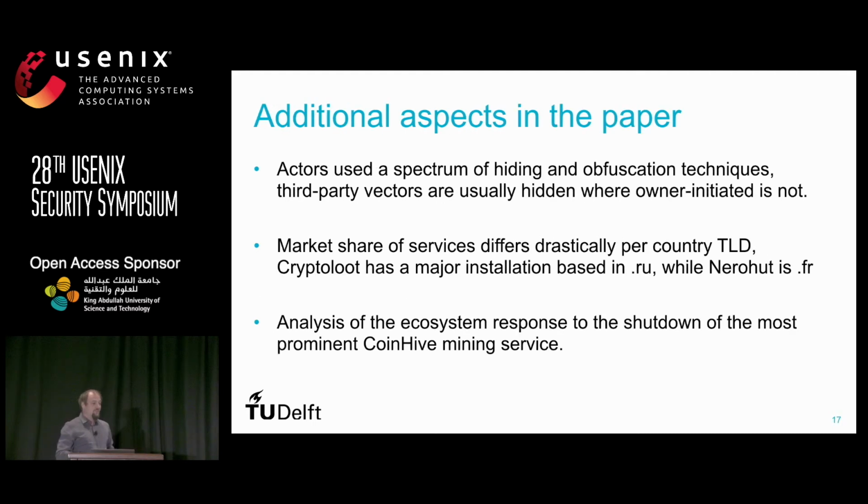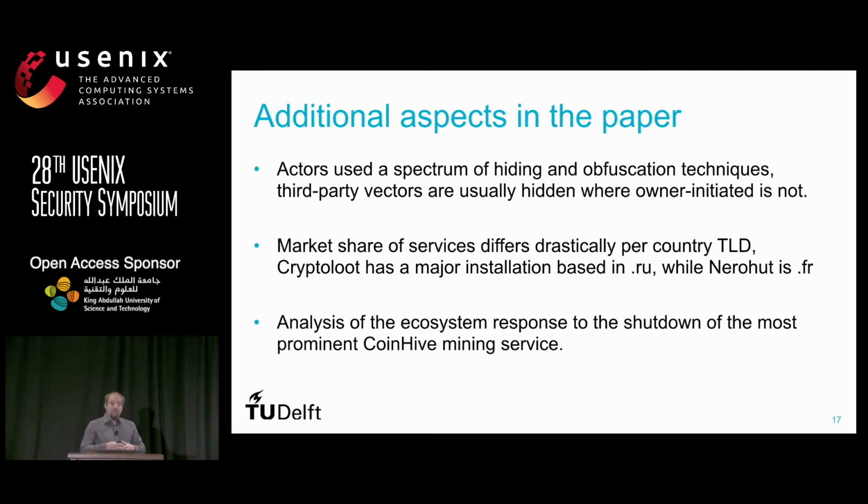So this was just a quick taster. There's a number of additional aspects in the paper. We have also looked into hiding and obfuscation techniques. There's various levels and various sophistication levels of hiding going on. If you ever wondered what Harry Potter has to do with cryptojacking, read our paper. We also see that this hiding is much more prevalent where they are trying to actively hide because it's somewhere deep in the software tool chain. And we also interestingly see that there's different market shares and different prevalence for certain services across different countries.